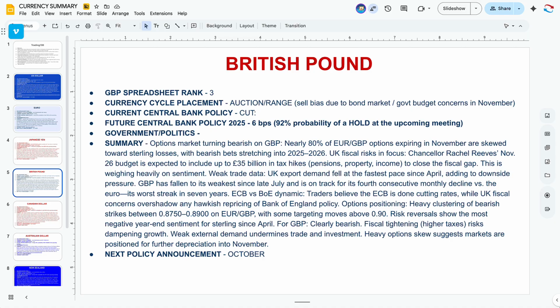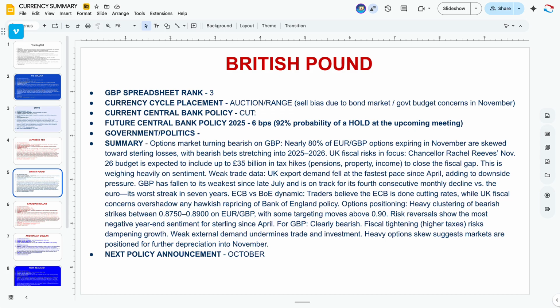Again, you can see 6 basis points priced in for the rest of the year and a 92% probability of a hold, which should be supportive. But the uncertainty around the fiscal risks, the budget in November, is what the market is really focused on. It says that Chancellor Rachel Reeves' November 26th budget is expected to include up to 35 billion in tax hikes, pension, property, income, to close the fiscal gap. This is weighing heavily on sentiment.